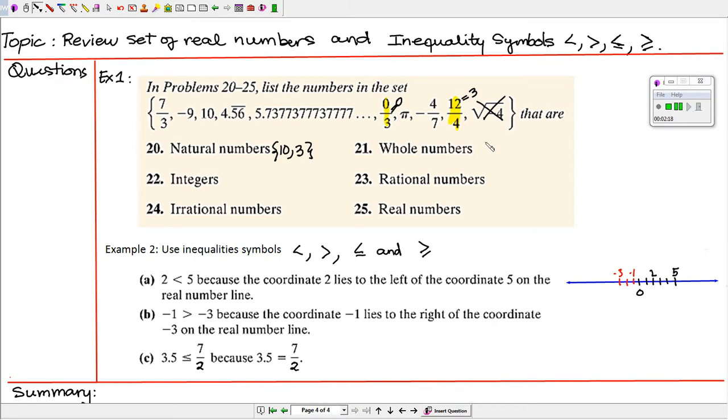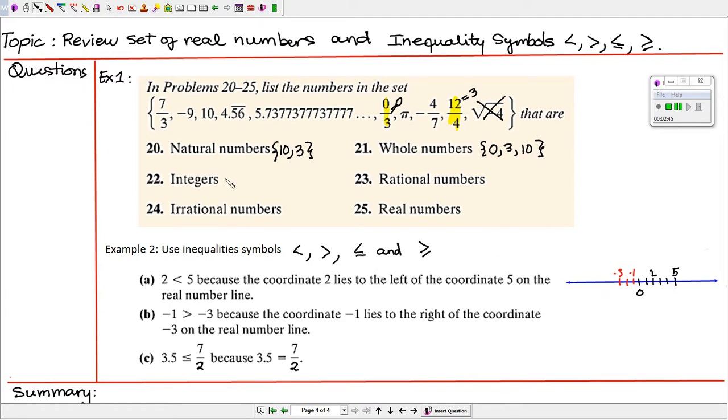Now let's go to the set of whole numbers. The set of whole numbers is bigger than the set of natural numbers by 1 number. So basically the set of natural numbers is a subset of the set of whole numbers, which adds 0. Okay, so we have 0, and when we copy this, I can put the smaller number first, so 0, 3, 10.